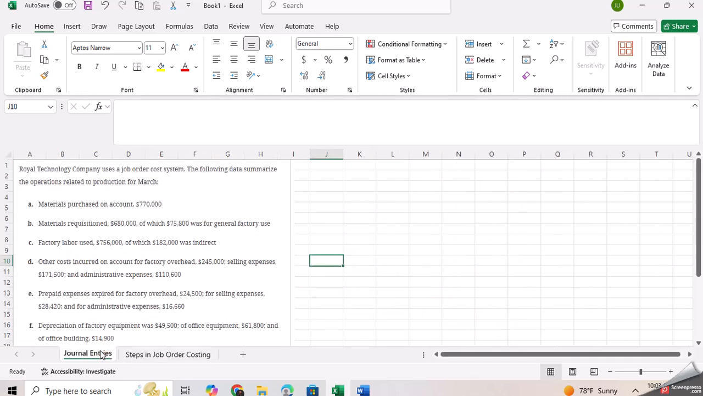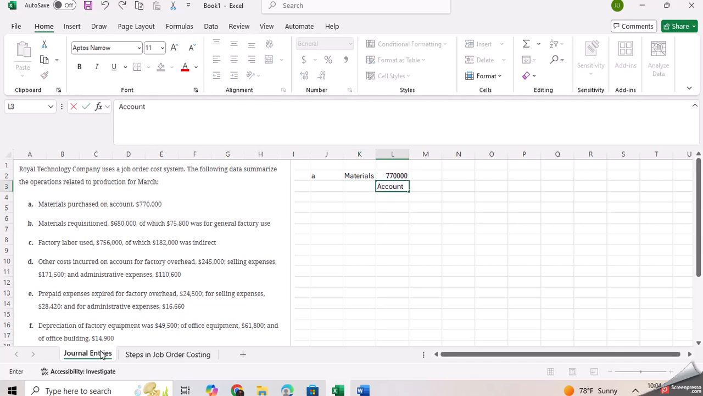Okay, then this next one gives us a variety of different things and just wants us to kind of practice our journal entries for these different things. So I guess I'll start up here at the top. So A, we purchased materials on account. So materials, we debit for 770,000. And then we credit accounts payable, again, because on account indicates that is what it is that we owe.